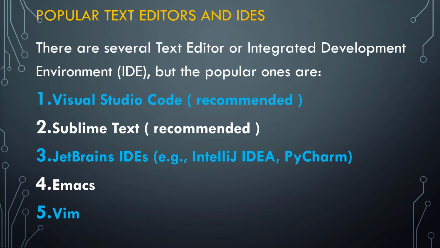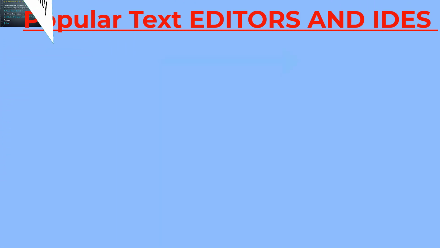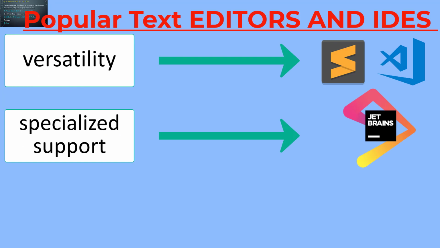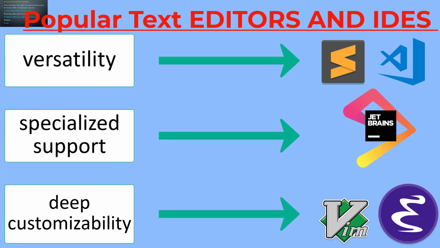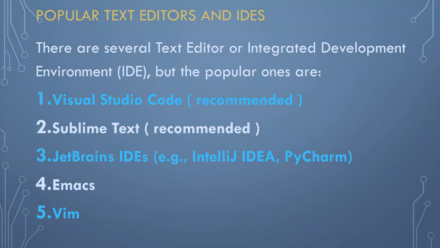Popular text editors and IDEs. Developers have a range of options when choosing text editors and integrated development environments (IDEs). These tools cater to different preferences, workflows, and programming languages. Visual Studio Code and Sublime Text are popular for their versatility, while JetBrains IDEs offer specialized support. Emacs and Vim are known for their deep customizability and efficiency-focused design. The choice ultimately depends on individual needs and coding style.